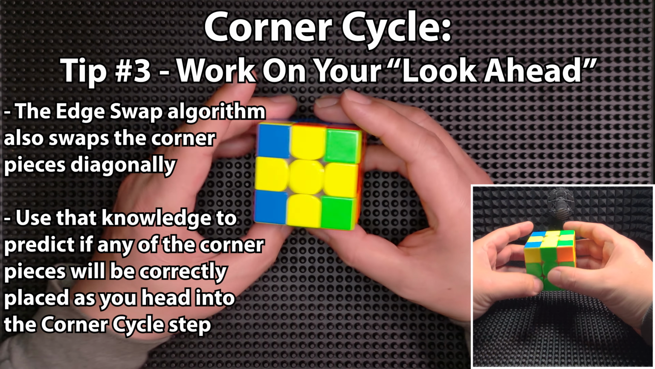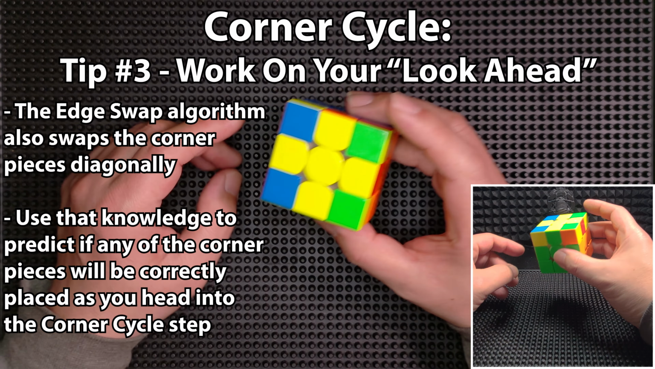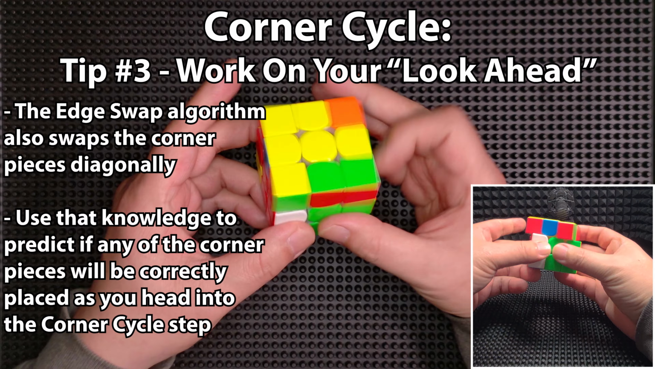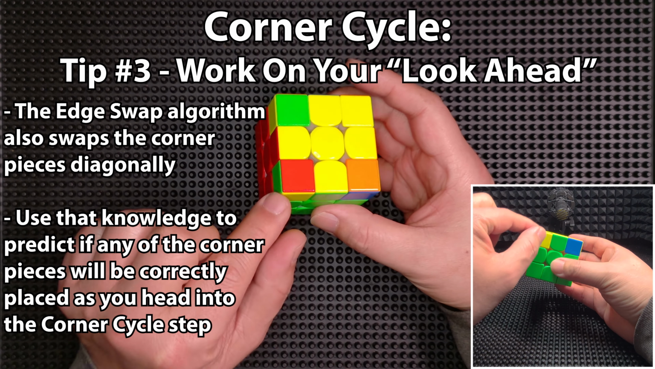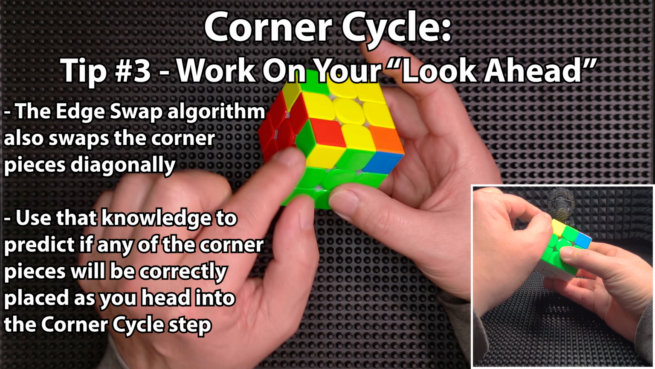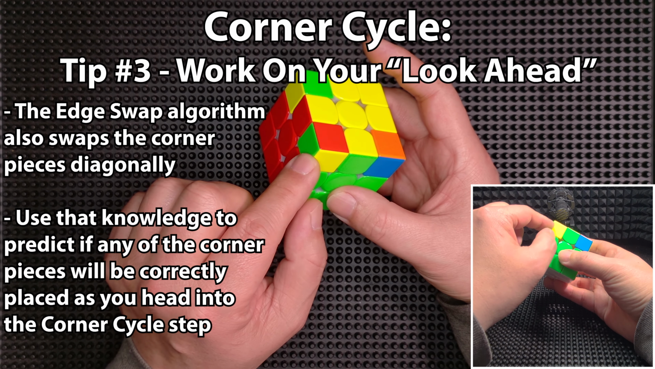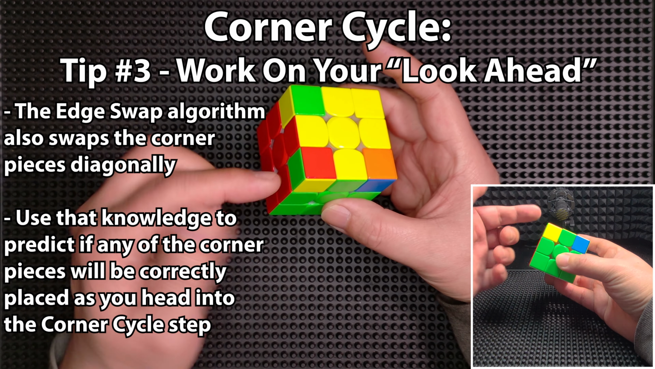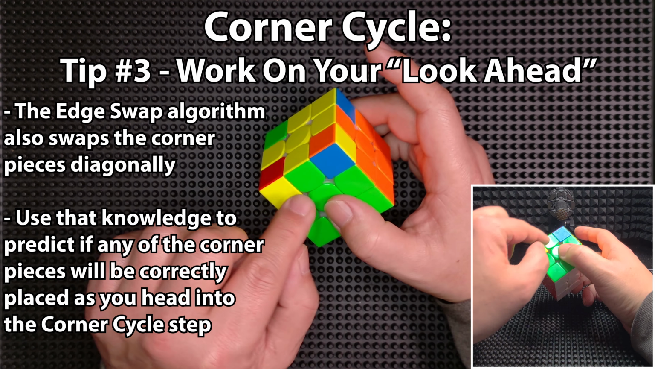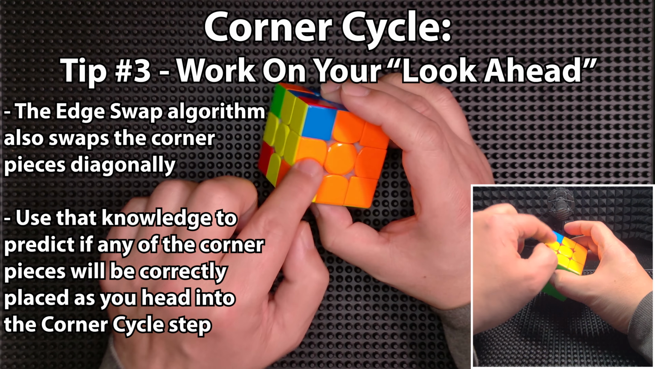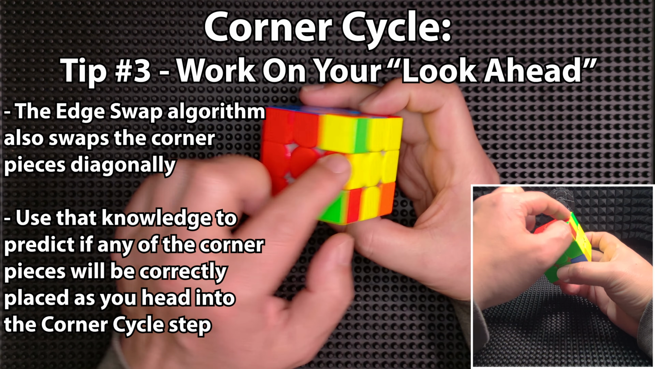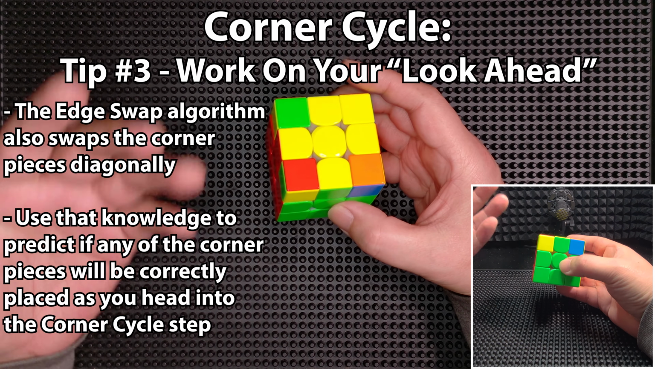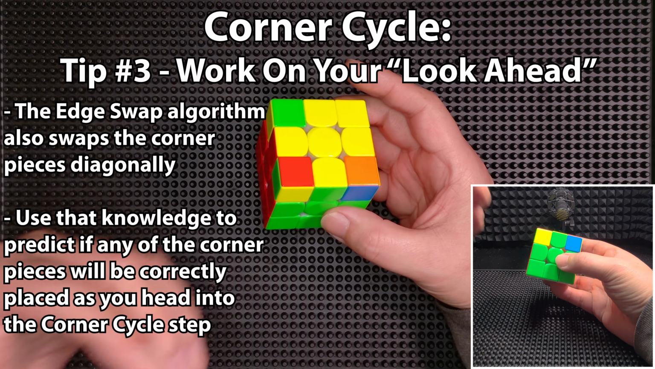So to prove that that works, we're going to do our final edge swap algorithm to put the edges in Gabor order. And you can see that the green-red corner piece is now in between the green and the red edge pieces. And we are in Gabor order. Green, orange, blue, red. So that means that we can move directly into our corner cycle step.